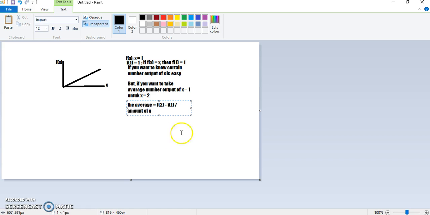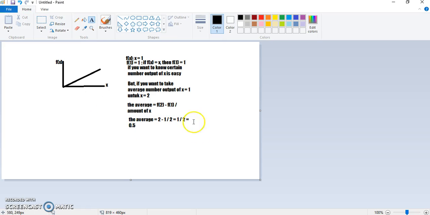So the average is equal to f(2), the result 2, minus f(1), which is 1, divided by 2, the amount of x is 2, because from 1 to 2, count your finger, 1, 2, there are 2 x. In the end the result is 1 divided by 2, which is equal to 0.5. So that's it.